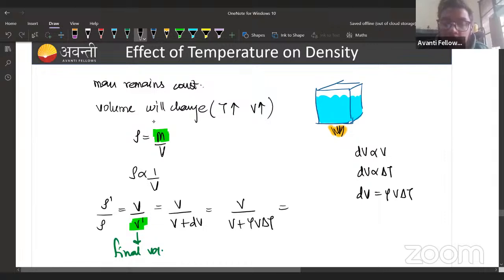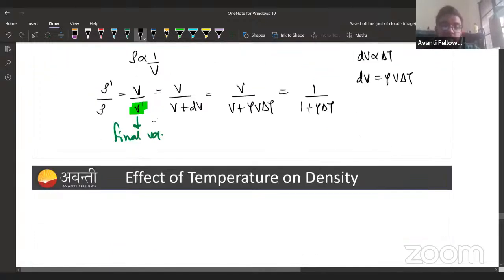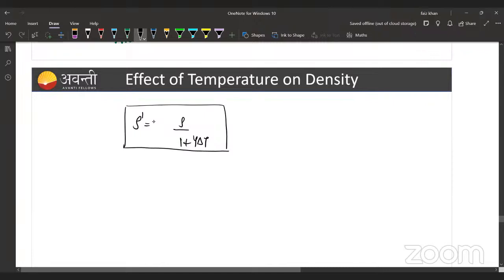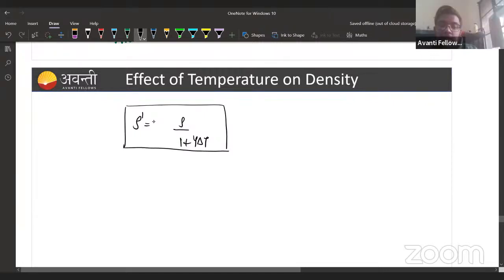Now, if I take V common, it will cancel out. It will be 1 by 1 plus gamma delta T. Hopefully this is clear, right? So this is very important. Change in density is equal to original density upon 1 plus gamma delta T. So note it down. This is very important. A lot of numericals can be solved using this formula itself.